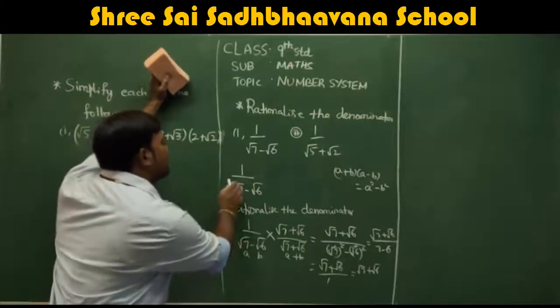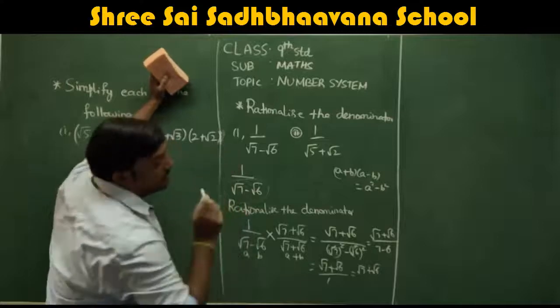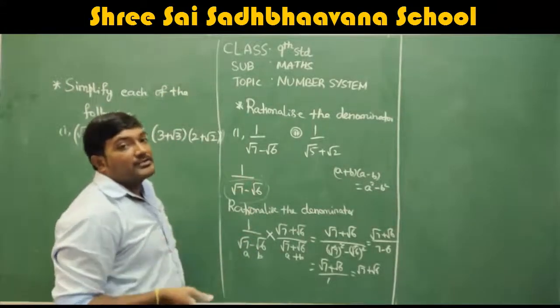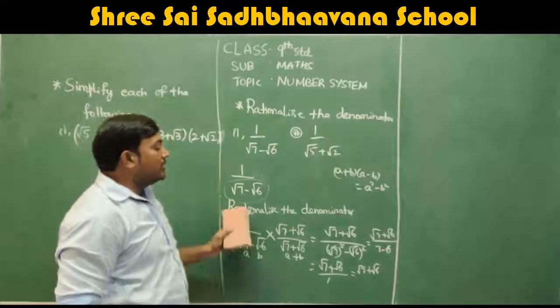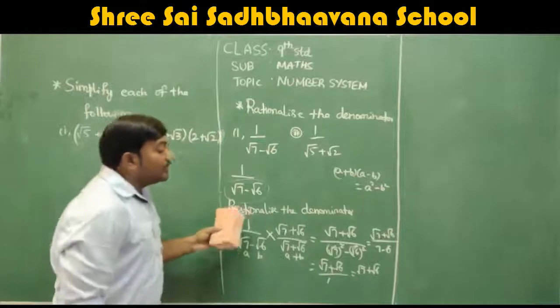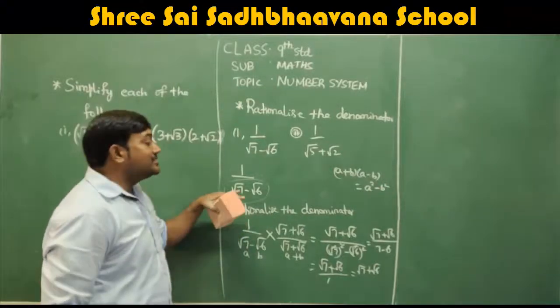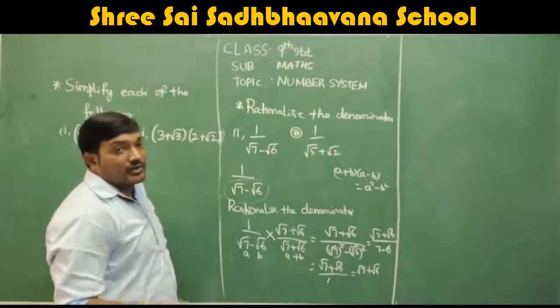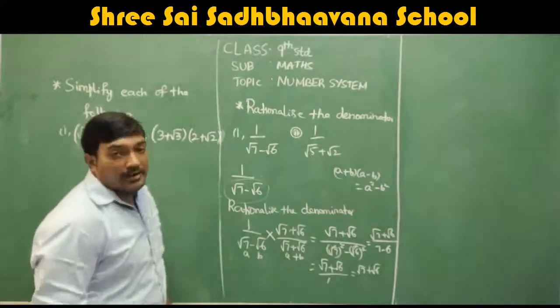What I am just taking is 1 by root 7 minus root 6. As we know, an irrational number cannot be in the denominator. So we are converting this entire number to get the irrational number in the numerator. So what I did was rationalize the denominator. Rationalizing the denominator means we are converting the denominator, which is irrational, to rational. That's the reason it is called rationalizing the denominator.